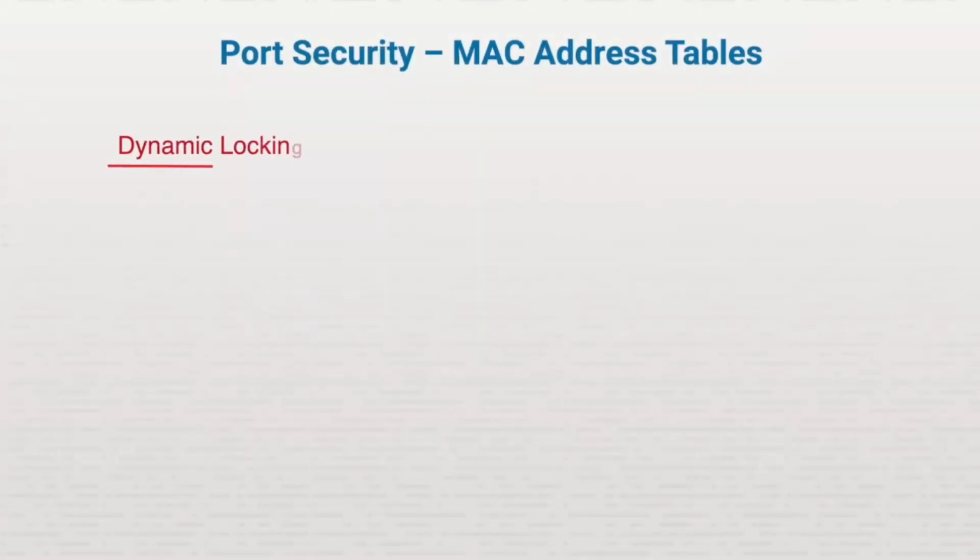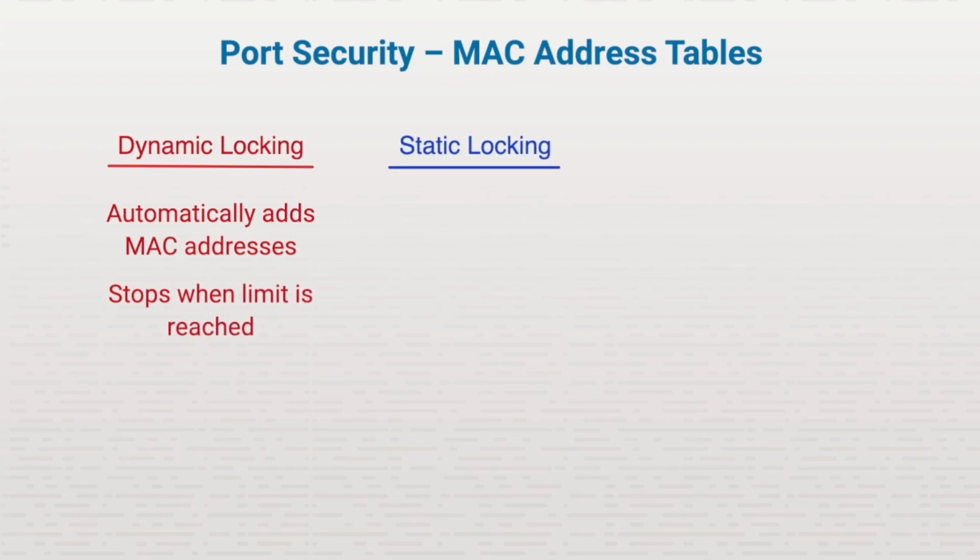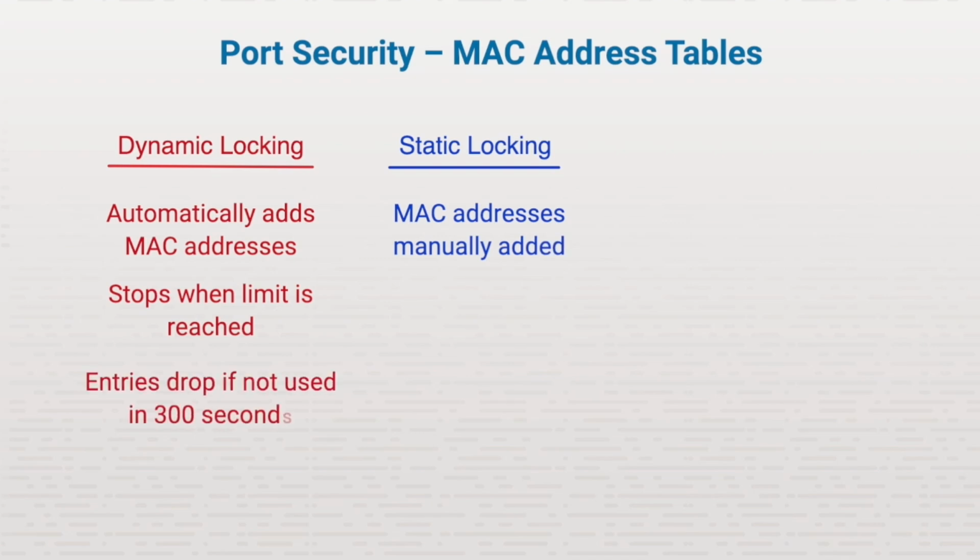With dynamic locking, a sticky feature is used to automatically add MAC addresses to the table. MAC addresses are added until the table's capacity is reached. With static locking, each MAC address is manually added to the table. A MAC address entry that was dynamically added will drop from the table if it hasn't been used in a specified amount of time. But any manually added MAC addresses are static and won't time out.